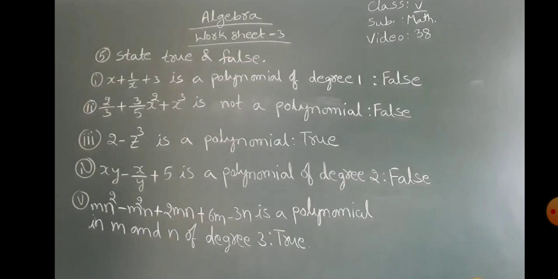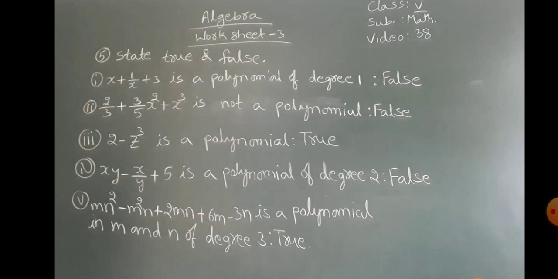And coming to the fifth statement, m n power 2 minus m power 2 n plus 2mn plus 6m minus 3n is a polynomial. Yes, it is a polynomial. If you observe carefully, the powers of m and n are only whole numbers. That's why this is a polynomial in m and n, and he is saying the degree is 3. Let us find the degree. The first term is m power 1 n power 2. So 1 plus 2 is 3. So the first term's degree is 3. Second term m power 2 n power 1, so its degree is also 3.